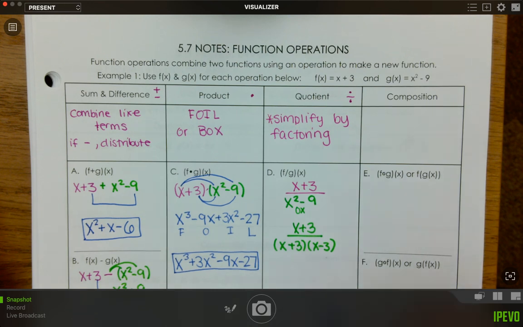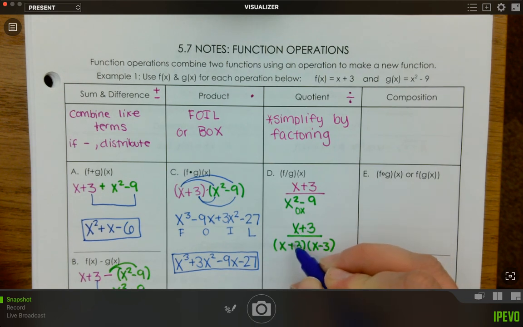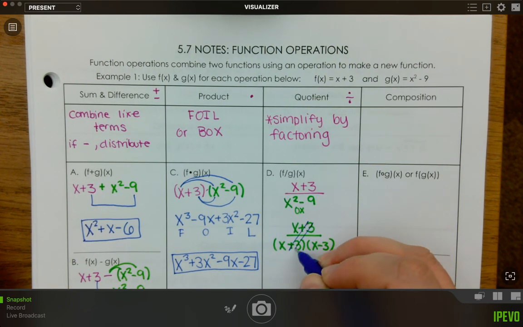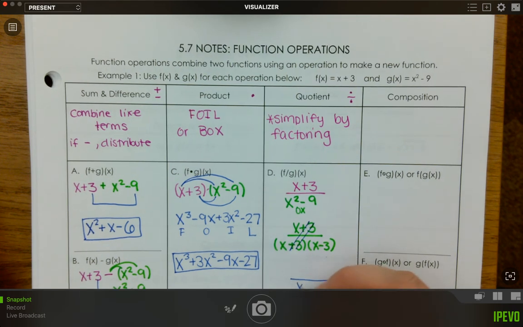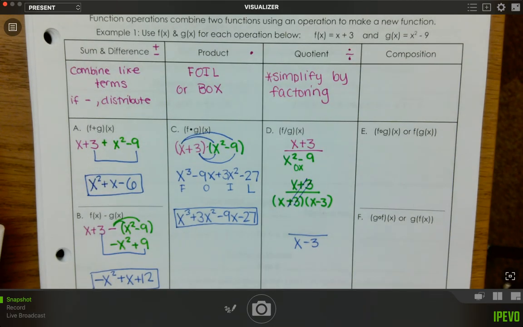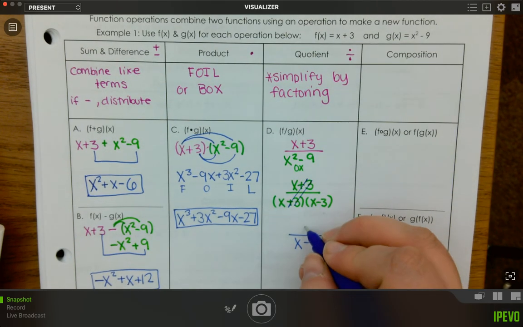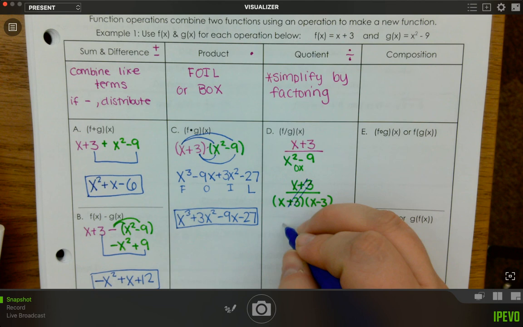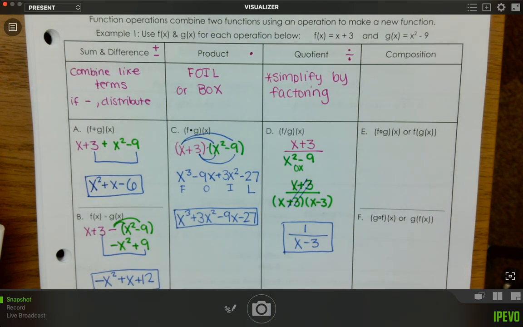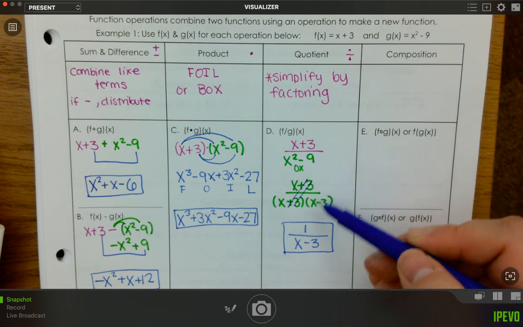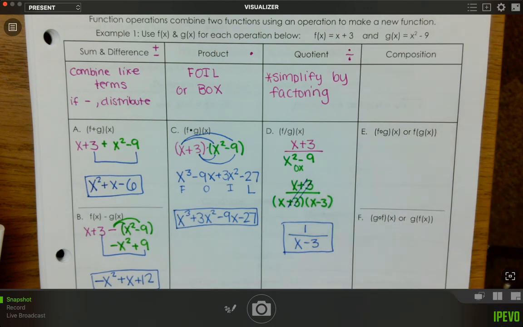So then here's what happens. You have an x plus 3 on the top and the bottom. You get to cross those out because they are common factors. And that leaves you with an x minus 3 on the bottom. And this part does get just a little bit tricky for a second because there's nothing left on the top. So you have to leave a 1 up there. And that is your final answer. Almost all of the time when I give you an example, something will cross out like that. Doesn't have to, but a lot of times it will.